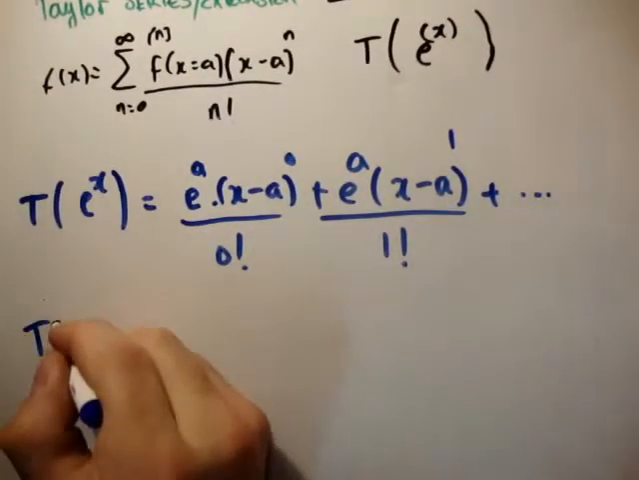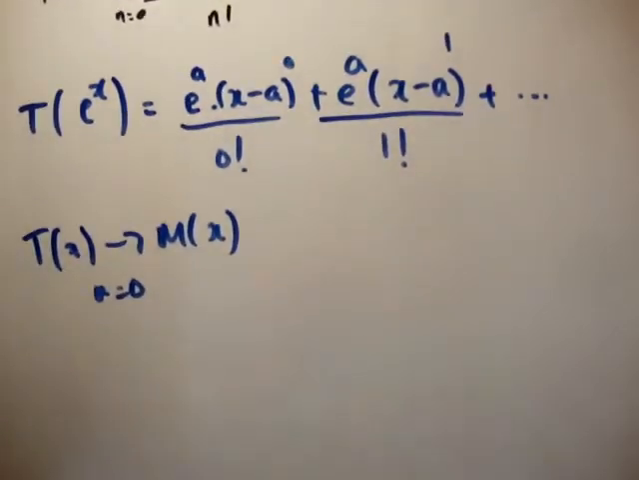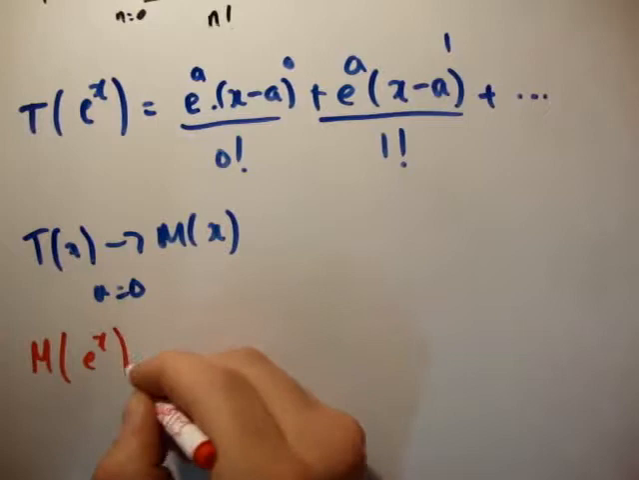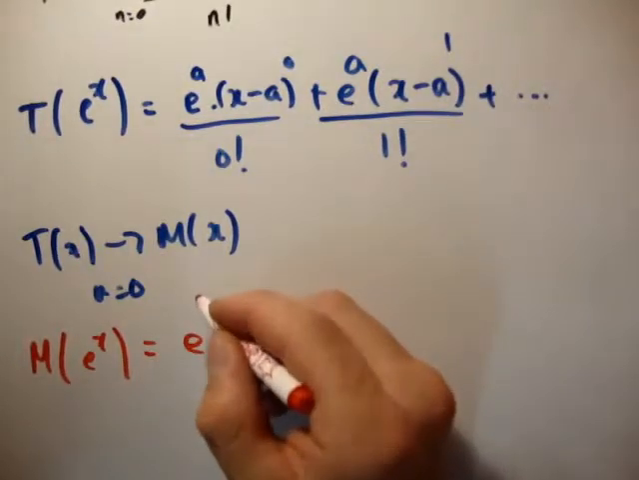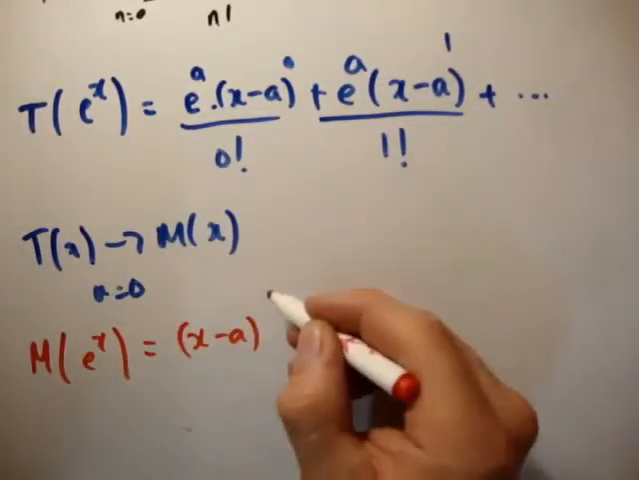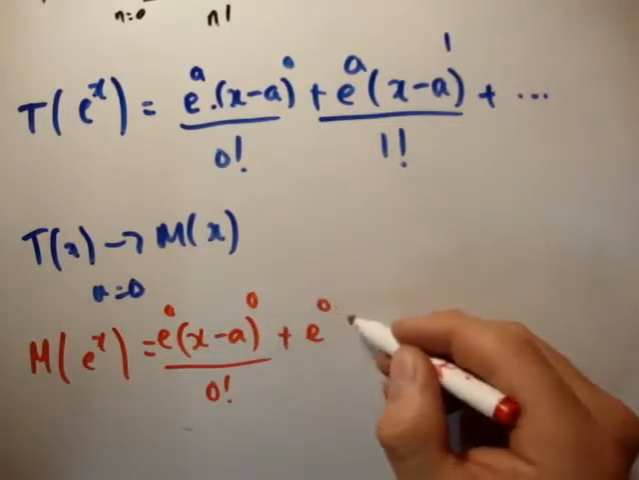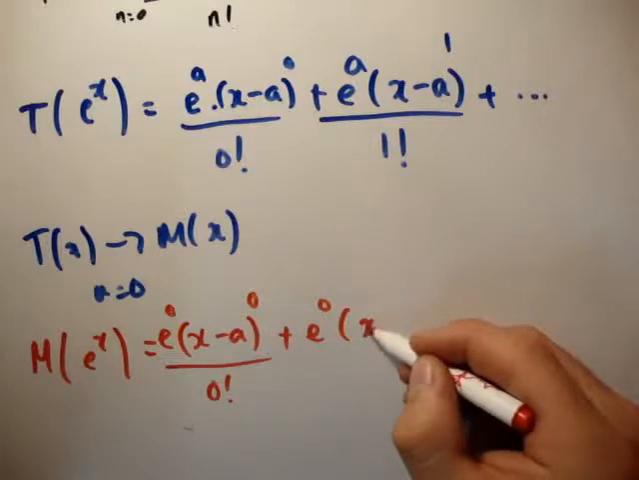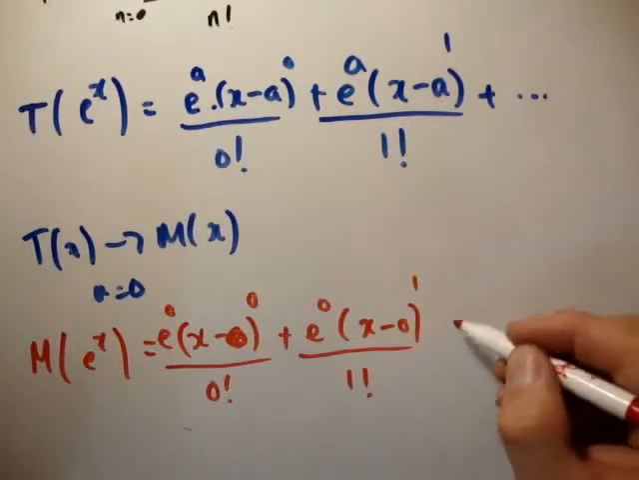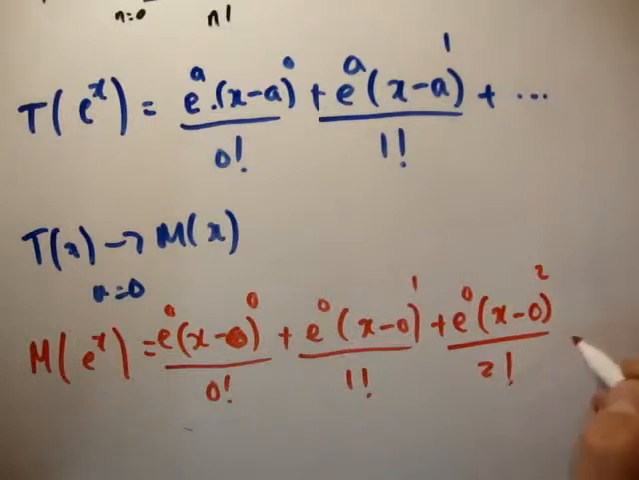So how do we go from Taylor of x to MacLaurin of x? Well, we set a equal to 0, and you find that the MacLaurin series of e to the x has e to the naught, which is 1. Sorry, e to the naught is 1. So we just get x minus naught to the naught over naught factorial, plus e to the naught, x minus naught to the 1 over 1 factorial, e to the naught, x minus naught to the 2 over 2 factorial, and so on.